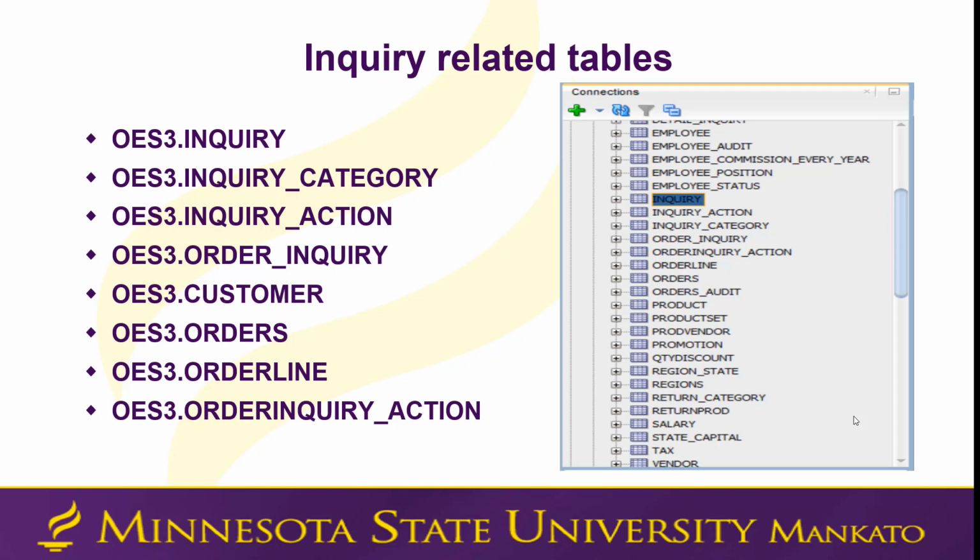So we have the inquiry, the inquiry category, inquiry action, and then order inquiry. We have the customer, the orders, the order line, and the order inquiry action. All the tables that we have here are related to inquiry. These are pretty much all the tables related to our inquiry database.